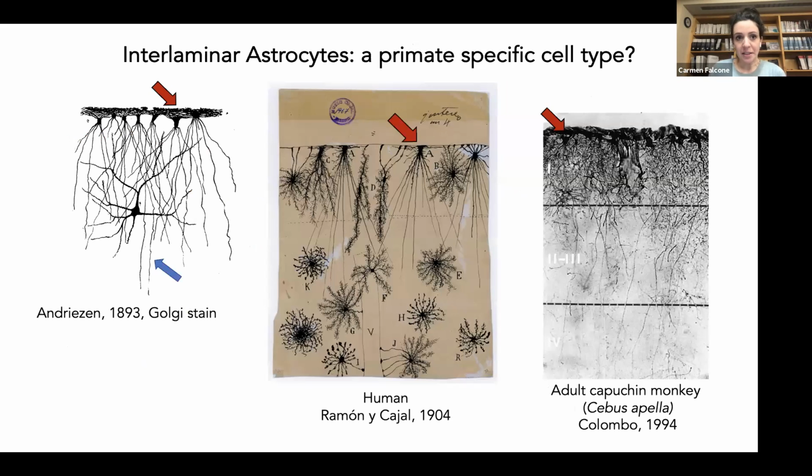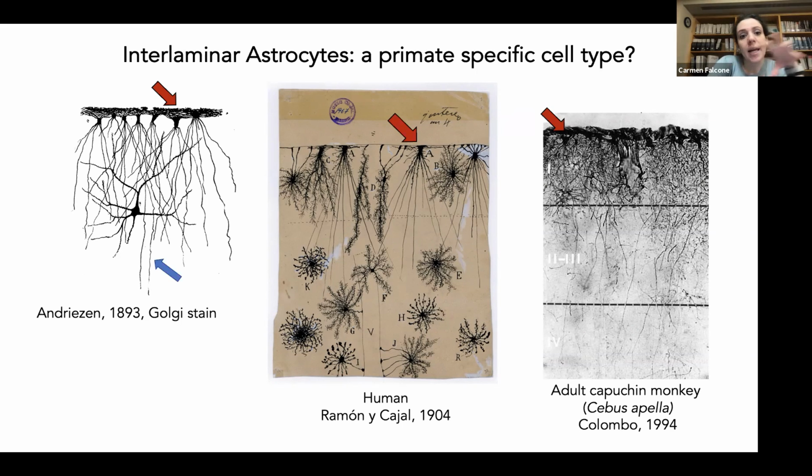Okay, so why are these interlaminar astrocytes so special to me? First of all, I started to study them because everyone in the literature was saying that these are a primate-specific cell type. So I wanted to understand why primates have this specific type of astrocytes. What's special about them? What do they do and how do they look? Is it true that only primates have them?